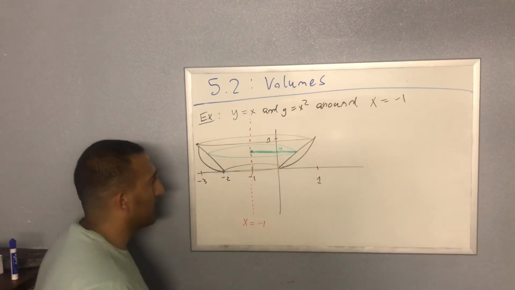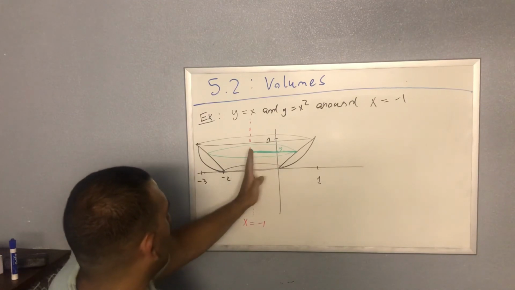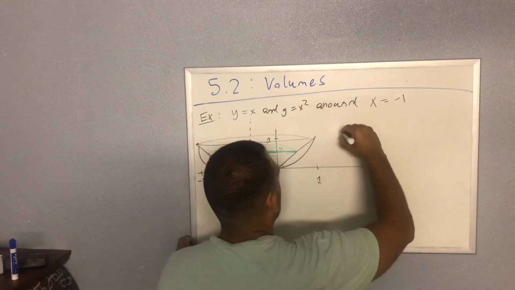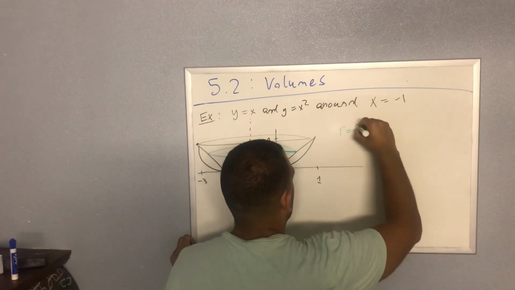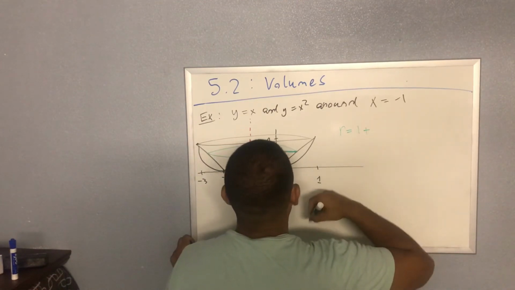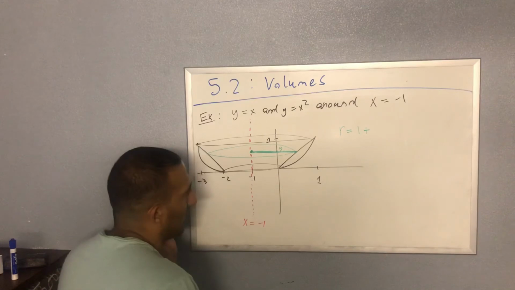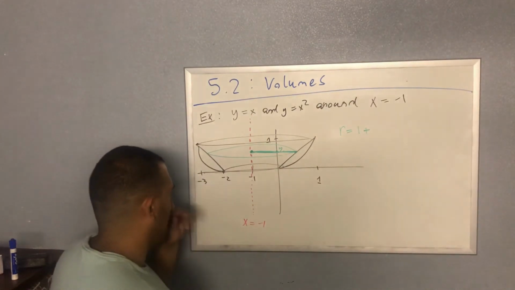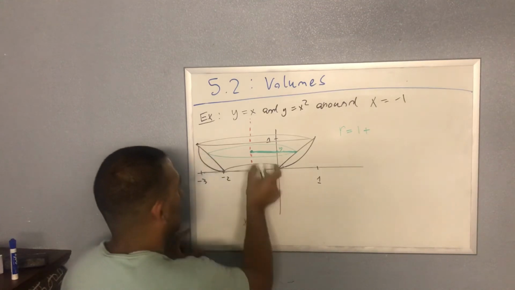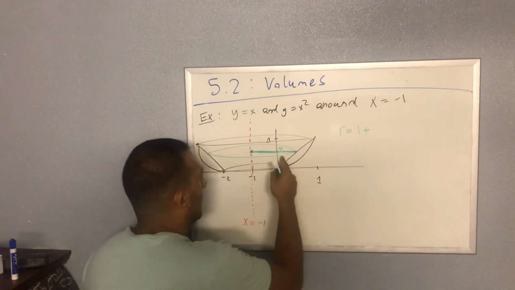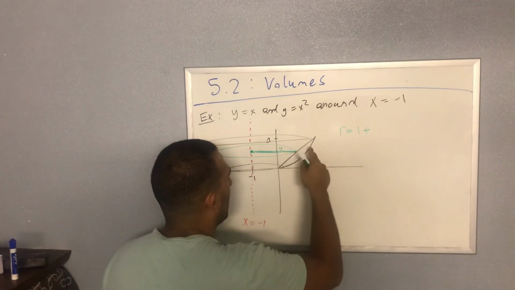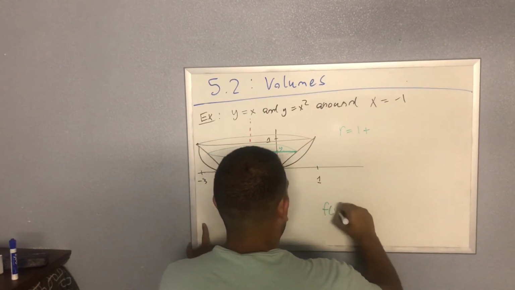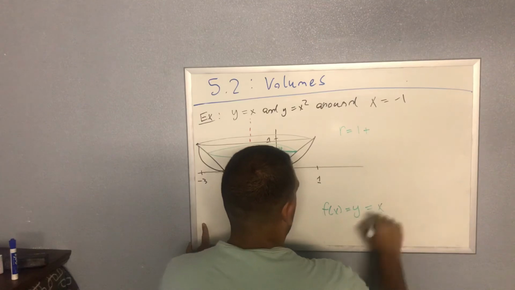Now notice that if you go from here to here, that's 1 unit. So the small radius is 1 plus, and I'll talk about a more suggestive way of writing this in a second. It's going to be 1 plus this distance. Now, if we think about f of x equals x, that's the line.